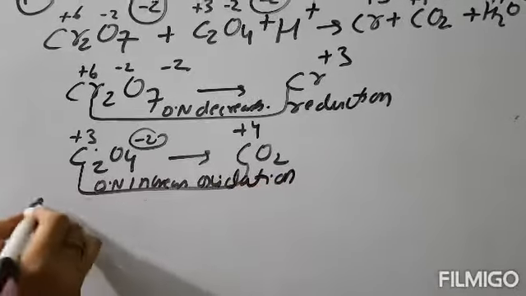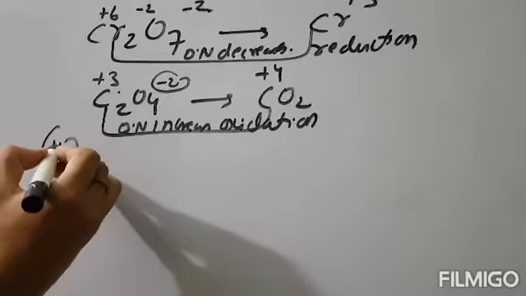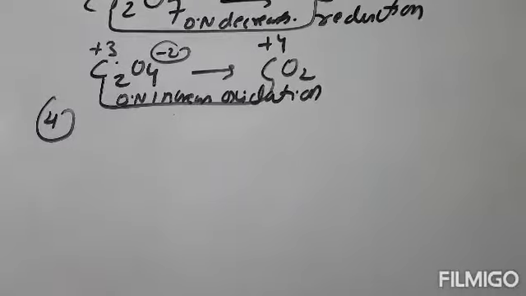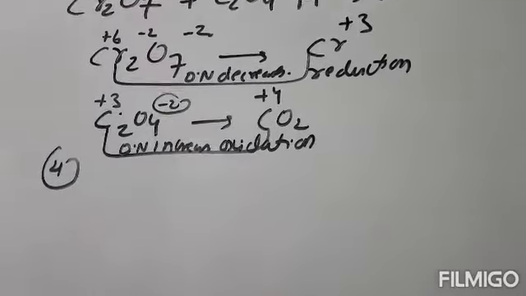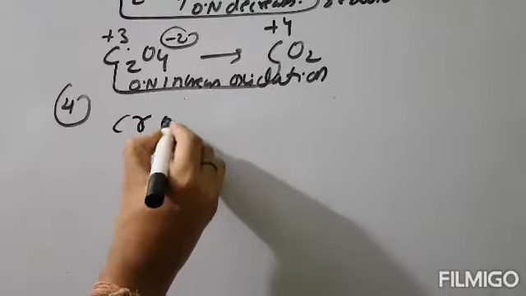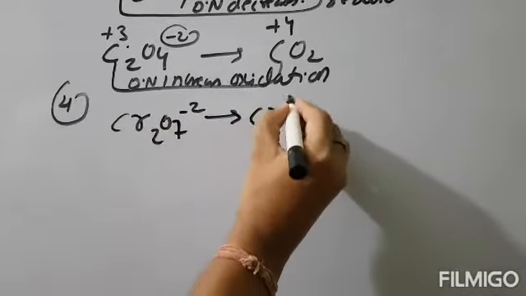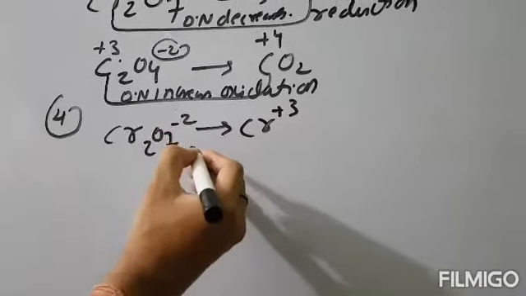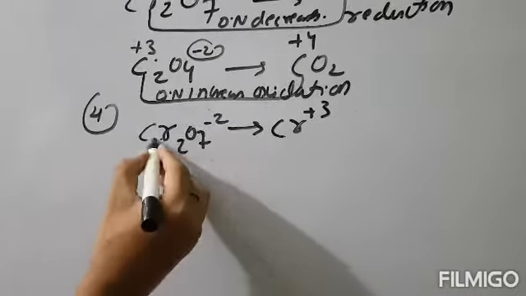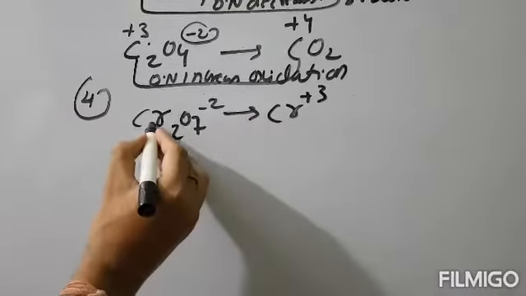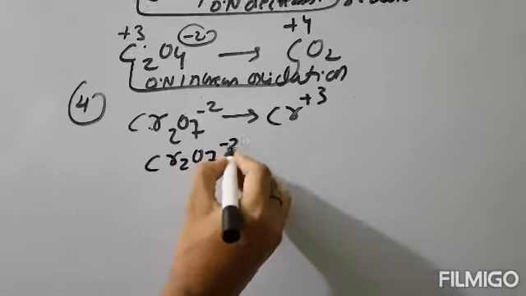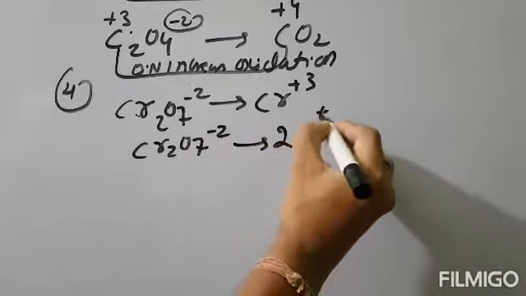So now the fourth point comes: balancing the reduction half. These are the two which we have identified as the oxidation half and reduction half, and in the fourth step we are going to balance the reduction half equation. So we'll take the reduction half, that is Cr2O7 2- giving Cr3+. Now how to balance it? Balance the number of chromium atoms first. Here in Cr2O7 chromium is 2, here chromium is 1. So we'll write Cr2O7 2- giving 2 Cr3+.